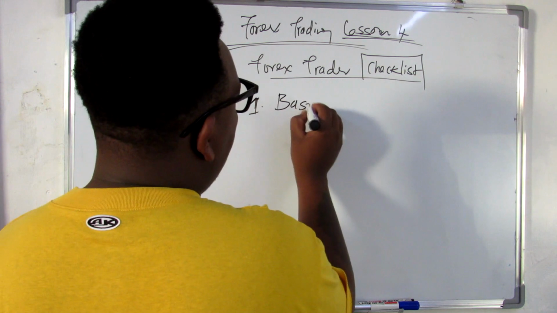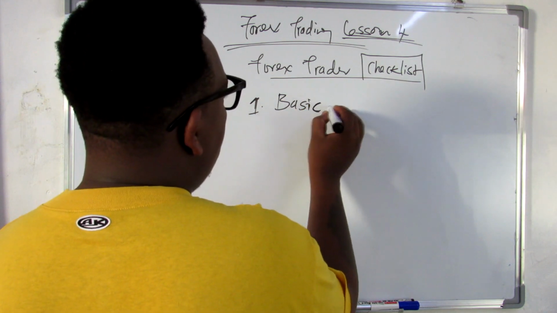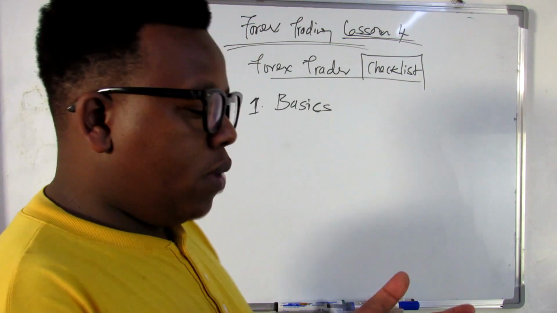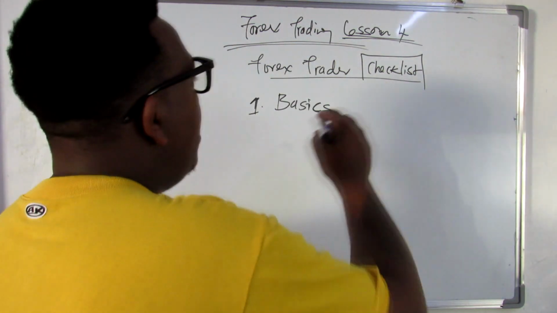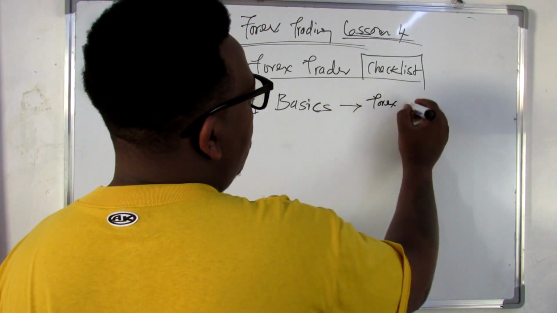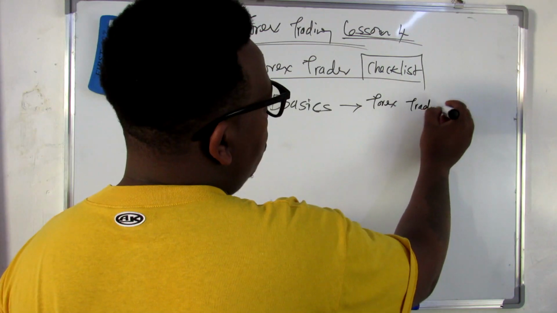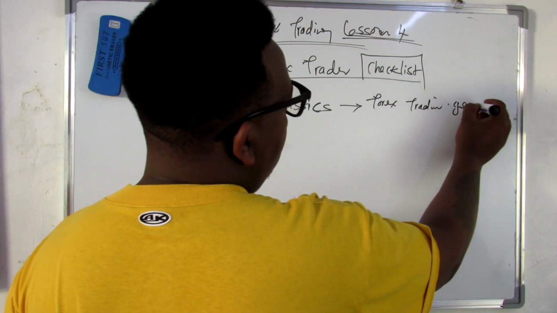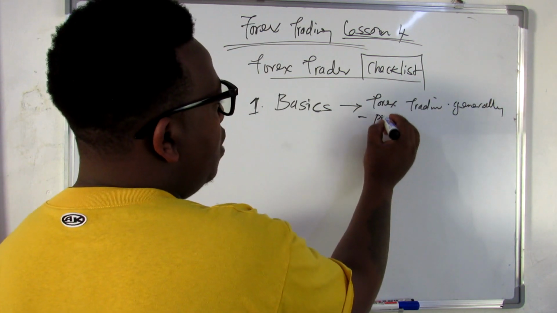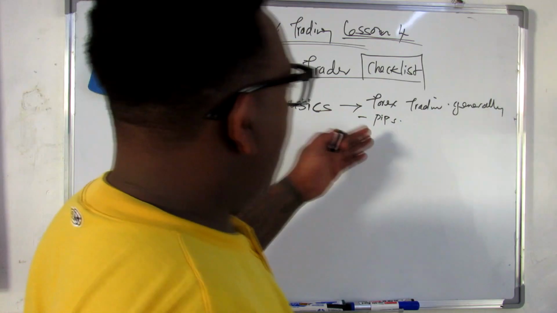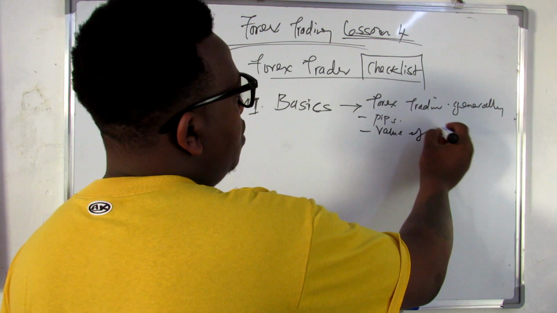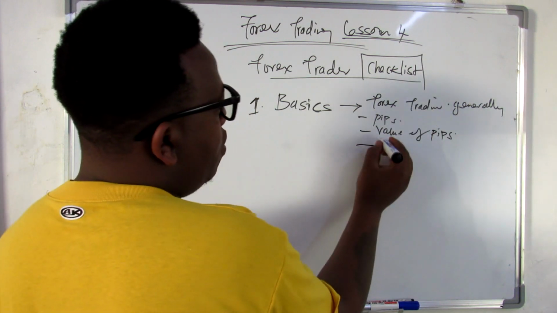In this checklist, we start with basics. By basics is what we have already covered in lesson 1, lesson 2, and lesson 3. Under basics, we look at what Forex trading is in general. We also get to understand pips, and that's what we have already looked into: what is a pip and how to calculate the value of pips, as well as another concept which we'll be looking into.